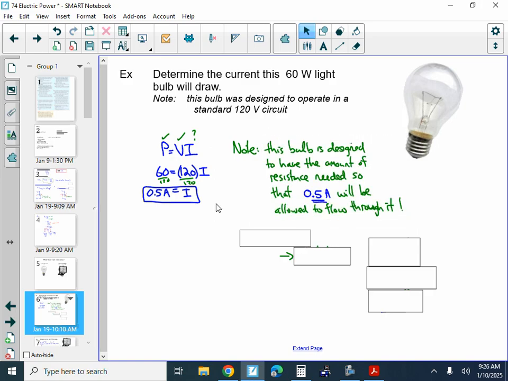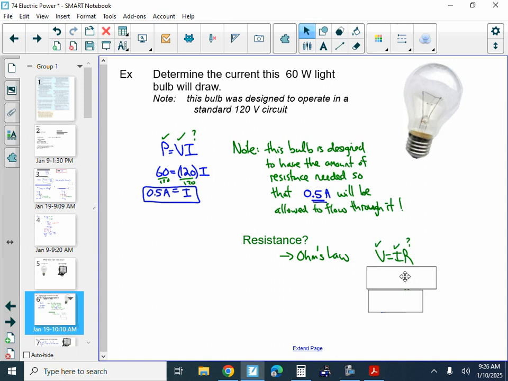We have our electrical power equation, plug in the power rating and the voltage, and you can solve for what amperage must obviously flow through it. And so this bulb would have a particular resistance that would allow this amount of current to flow. You want to know how much resistance? Well, we can use Ohm's law, right? We know the voltage, we know the current, we can solve for what the resistance is. So this thing has 240 ohms of resistance.